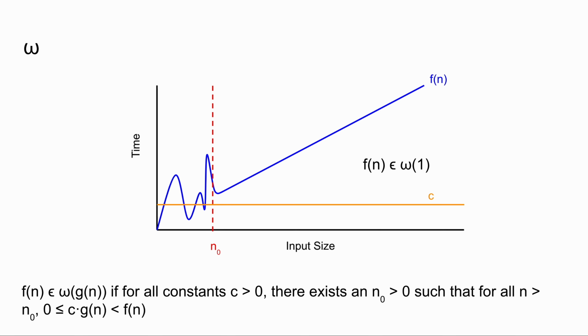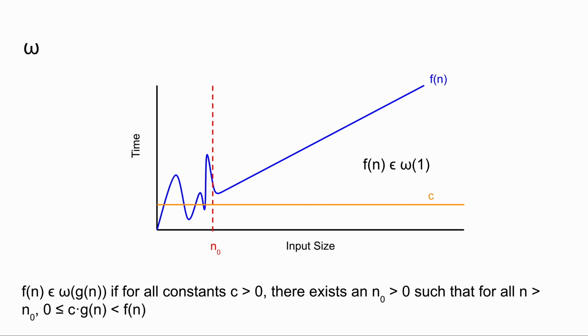Formally, f of n is in little omega of g of n if for all positive constants c, there exists a positive constant n naught such that for all n greater than n naught, 0 is less than or equal to c times g of n is less than f of n. Again, I've only drawn a line for one such c, but you can imagine how any constant function will satisfy these conditions. Informally, f of n is in little omega of g of n if f is of higher order than g.